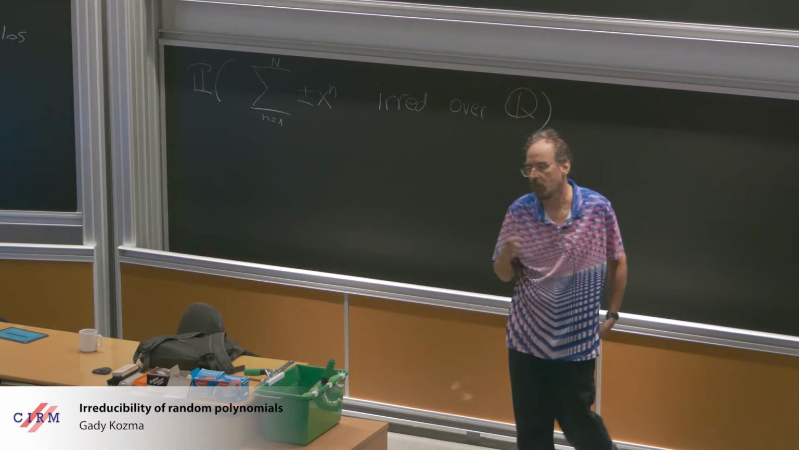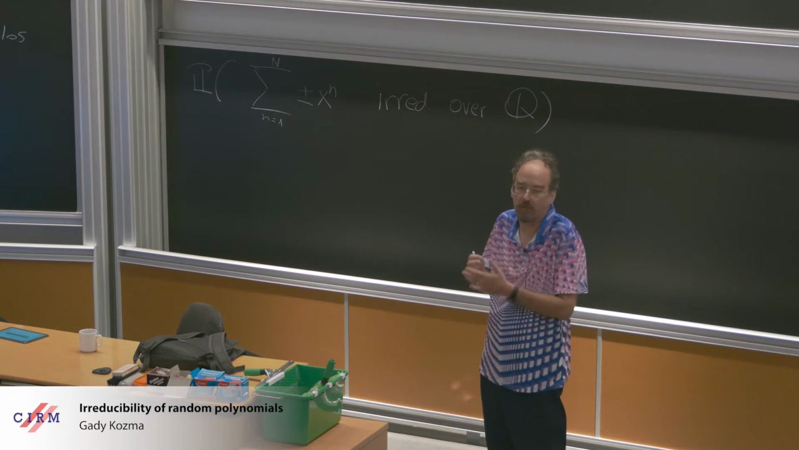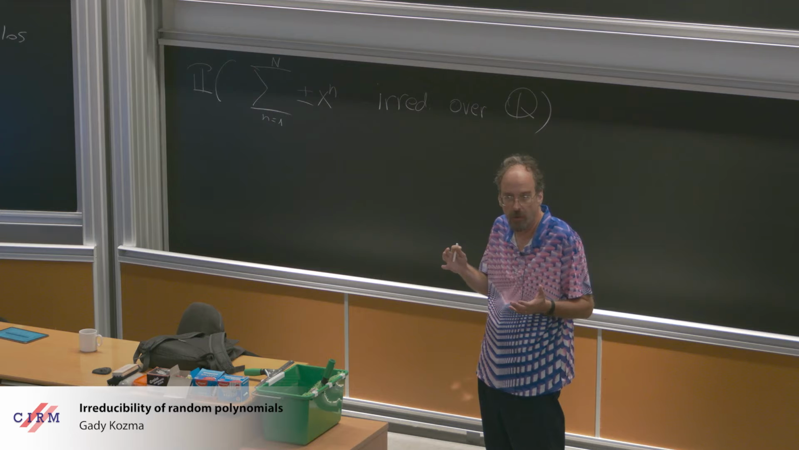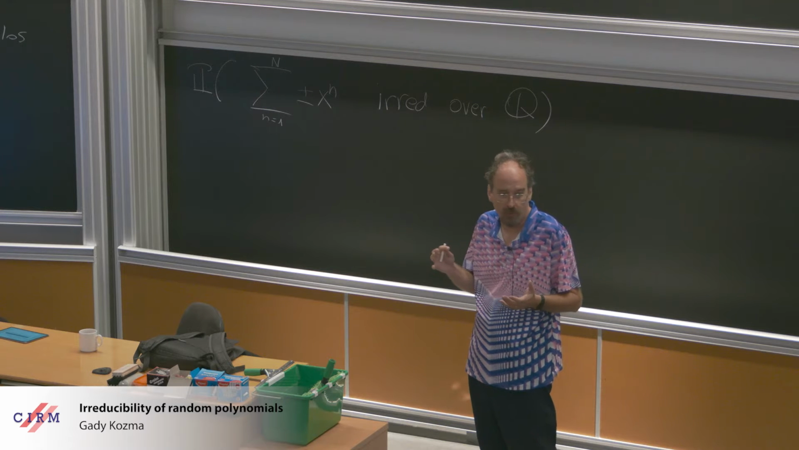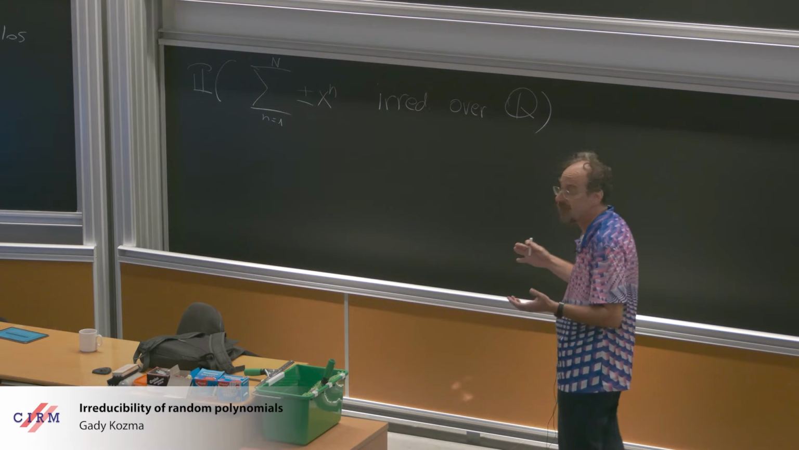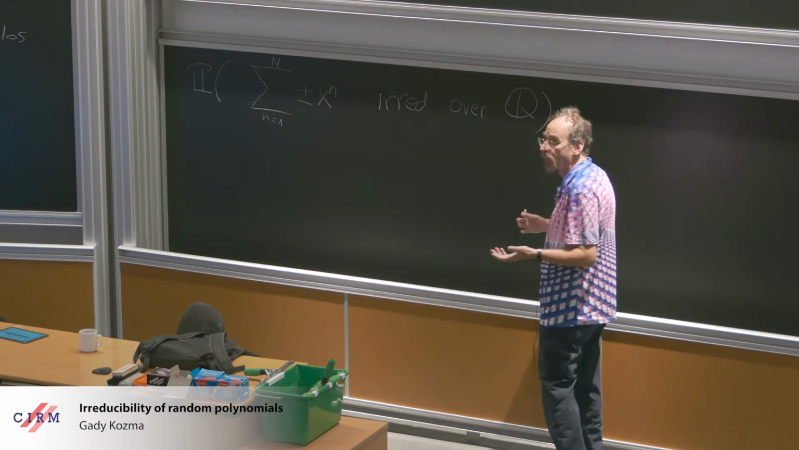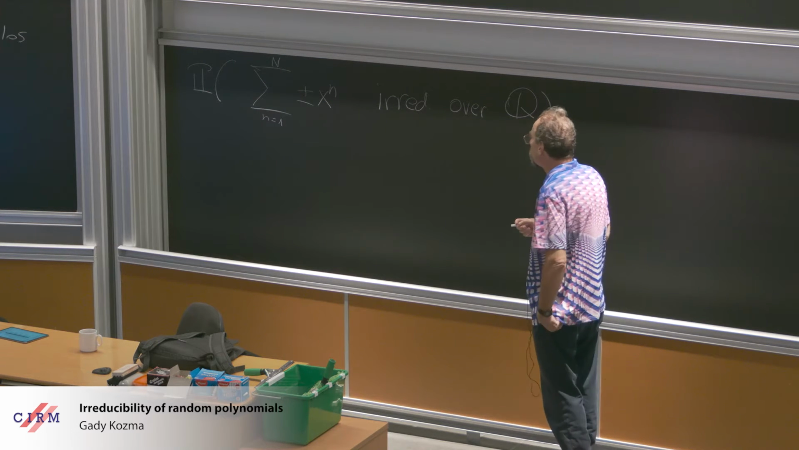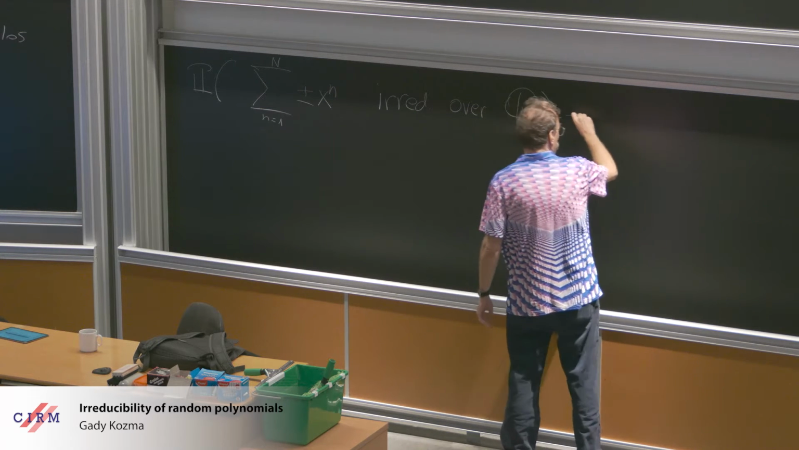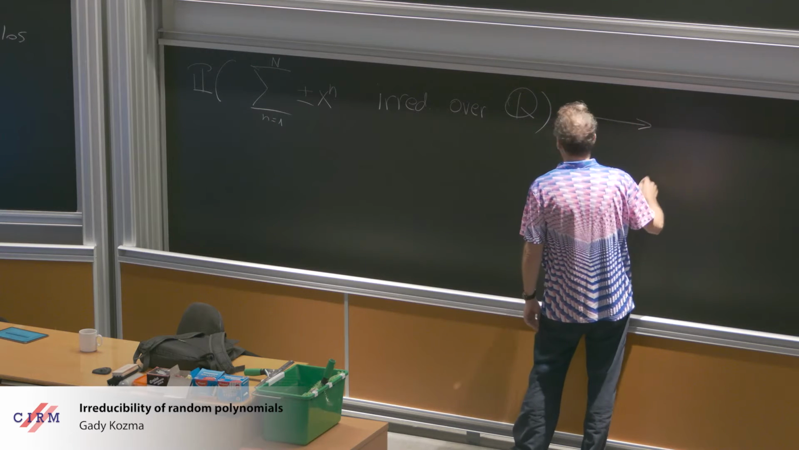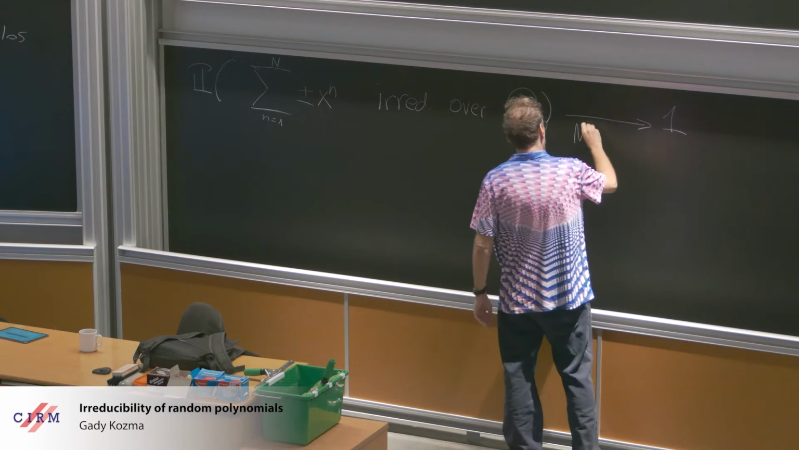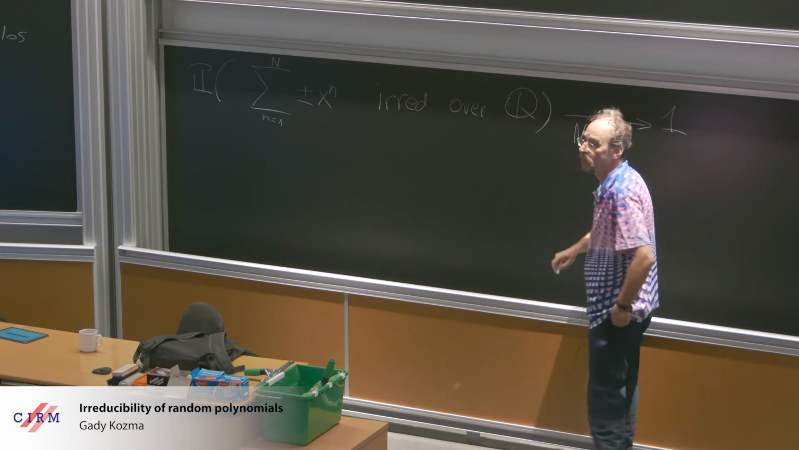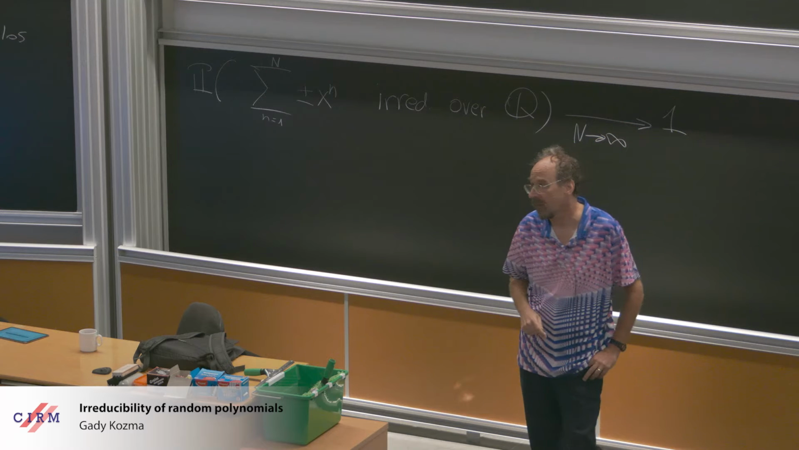Irreducible means that it cannot be written as a product of two different polynomials with rational coefficients. And you want to understand, of course, asymptotically as capital N goes to infinity. The conjecture, which is, as I said, still open, is that it goes to 1 as N goes to infinity.